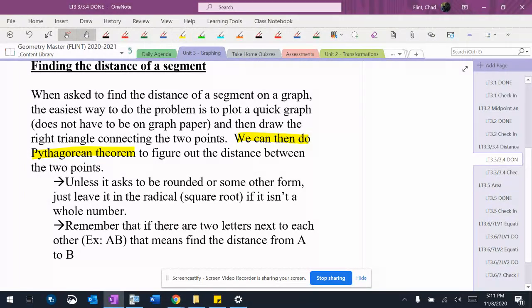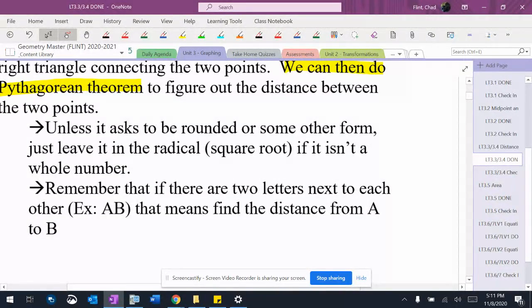Okay, a couple things. If it doesn't ask you to round the answer, just leave it under the square root. So let's say you get something like the square root of 26. Okay, just leave it. I don't even know what that decimal is. Now, if it asks me to round to something, then make sure that you actually round to it.